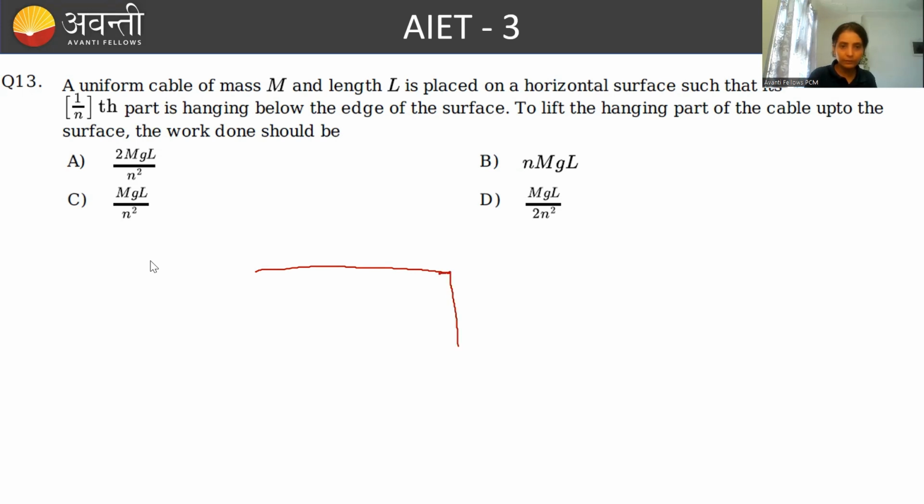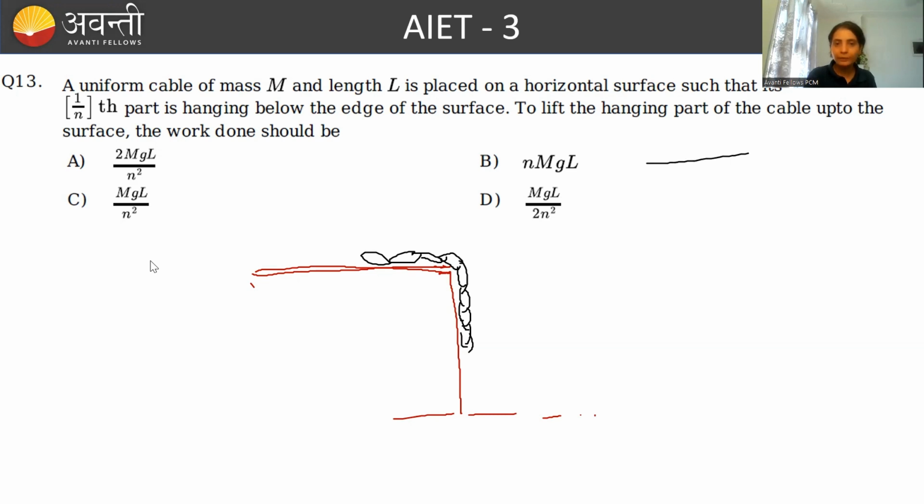So this horizontal surface is something like this. This is the horizontal surface. It is at some height from the ground. Okay. Now let's make the cable. Some wire-like structure, and it is hanging down. What part of it is hanging down? 1 by nth part is hanging down.